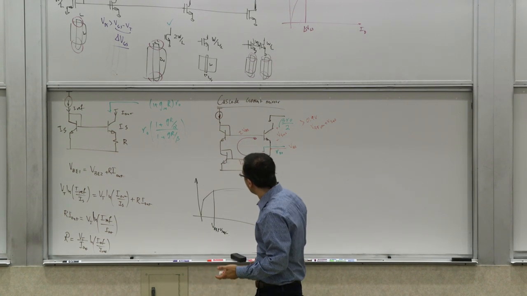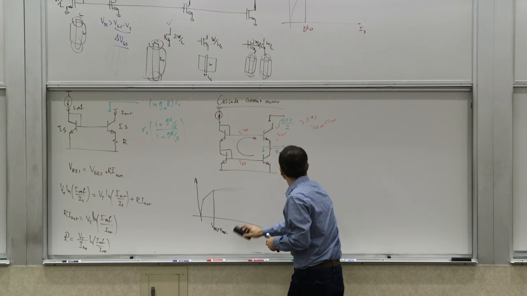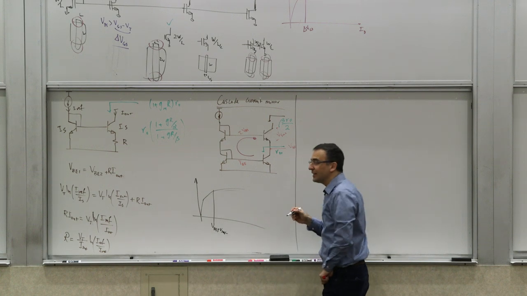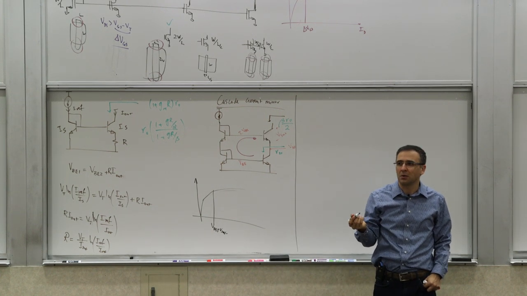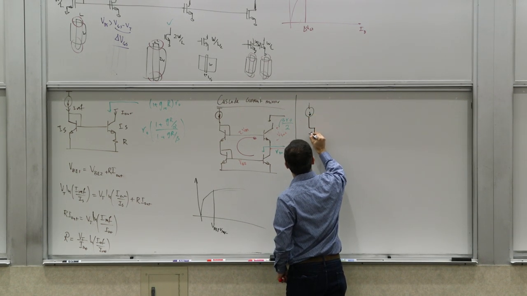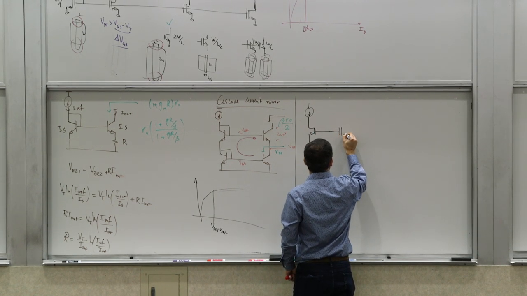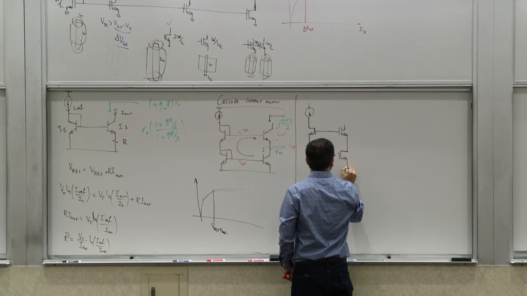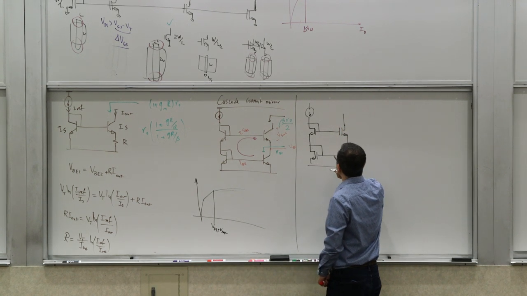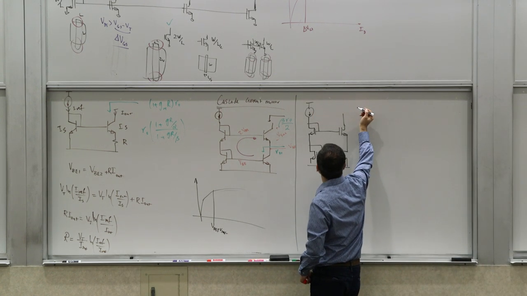Now, let's look at that again in the case of a MOSFET. Let's just keep this here and do a MOSFET on the side. We can do a similar thing in a MOSFET, right? We can make a cascode with MOS transistors. This is the way it will start looking. Now, the key question is, what is the output resistance? Well, the output resistance we know, right?